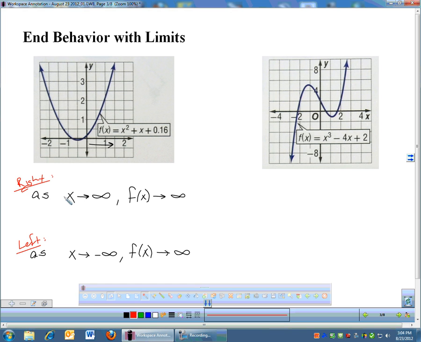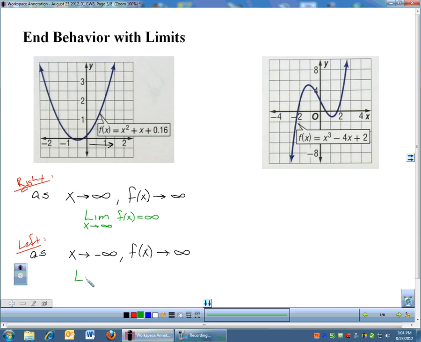But that's still not considered a limit. This is just kind of a limit in disguise. The way you would write this as a limit is the right side, as x approaches infinity, f of x also approaches infinity. You would say the limit, which is LIM, the limit as x approaches infinity. So as my x's approach infinity, my function is going towards infinity. So the limit of my function as x approaches infinity is infinity. That's how you would say that right side. The left side, I want to know what's happening to my function.